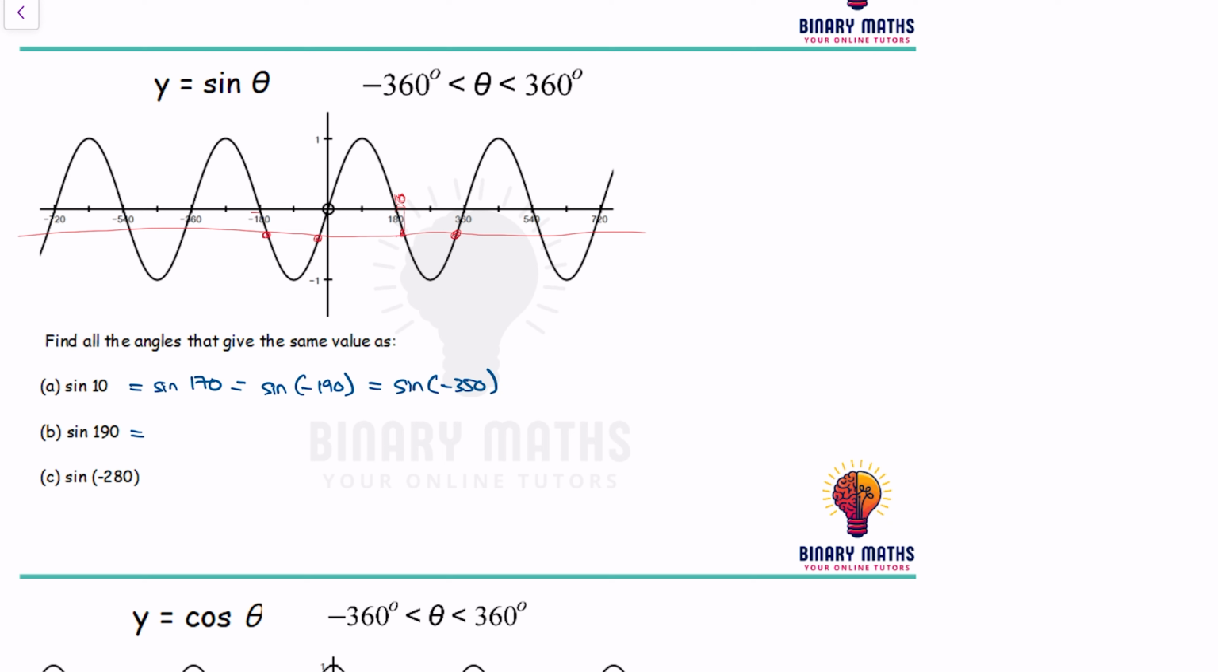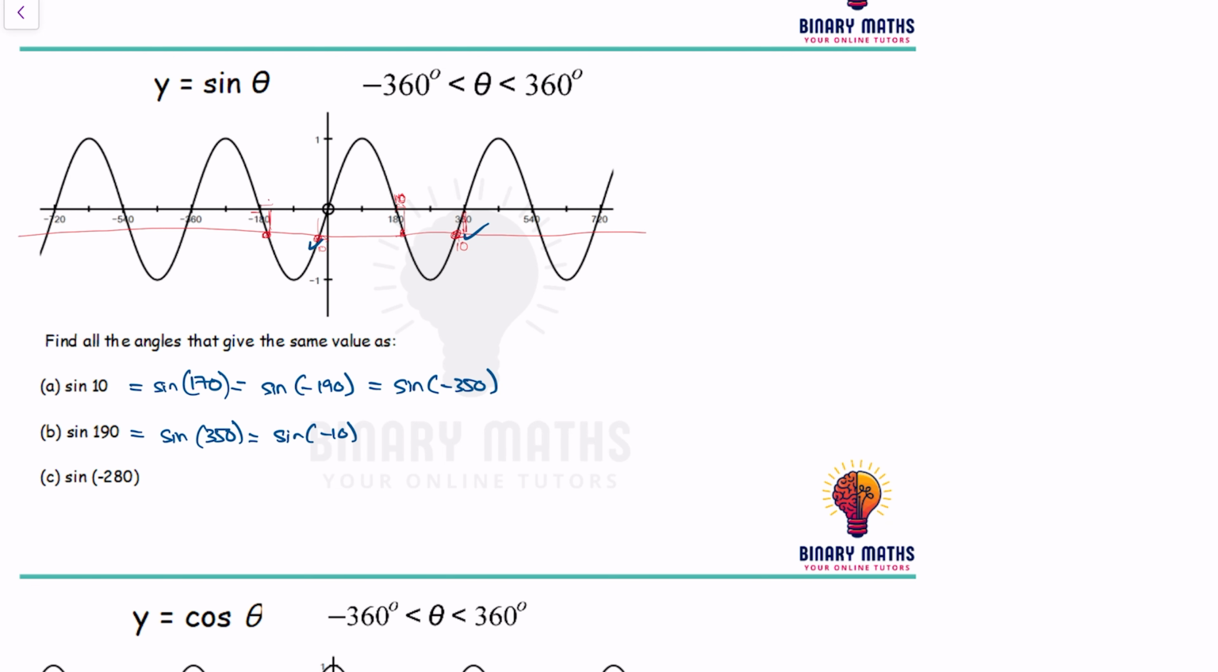The first one: because this is 360, that must be 10 away. So 360 take away 10 gives us sine of 350. You can put brackets around it if it makes you more comfortable. So that one is done. Next, this one here must be 10 away from the y-axis, so that must be sine of minus 10.